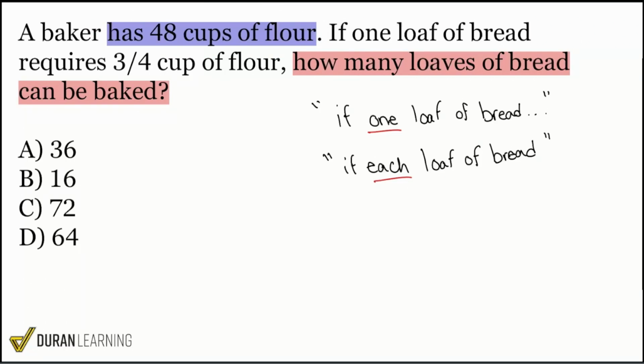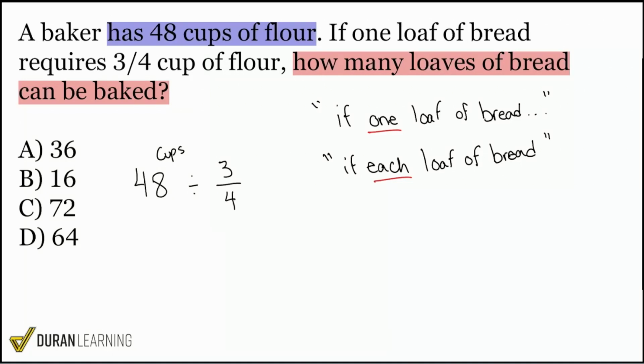Everybody, what operation are we doing? Is it multiplication or division? Correct. It's going to be division for that reason. Exactly. We already have the grand total. We already have it. So with that said, it's going to be division. We have our grand total, 48 cups, and we're going to divide it by the number of cups that we need per loaf, which is 3/4 of a cup per loaf.